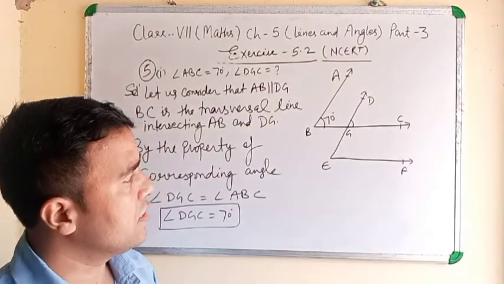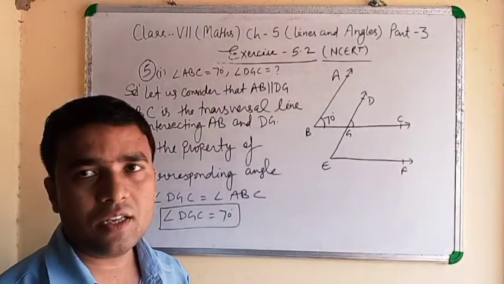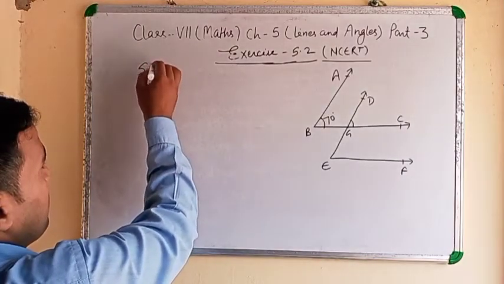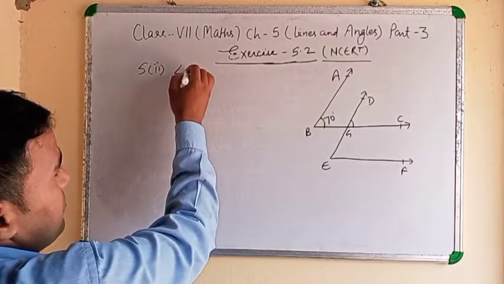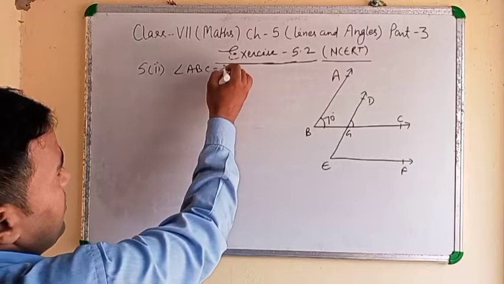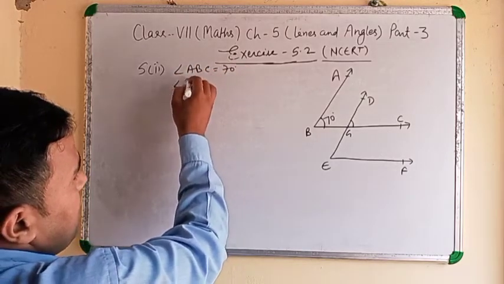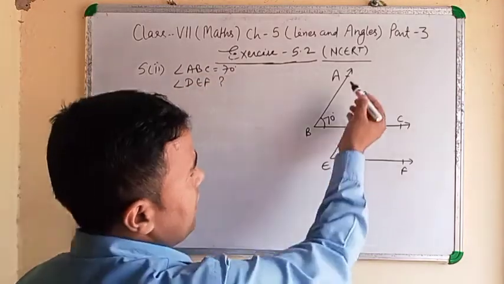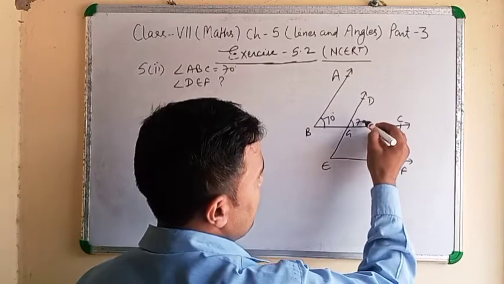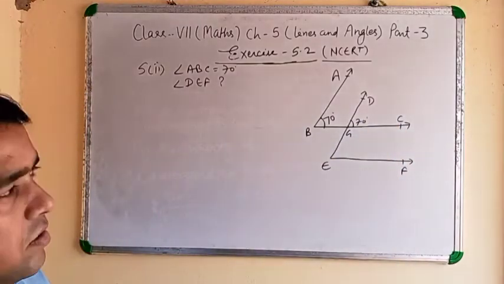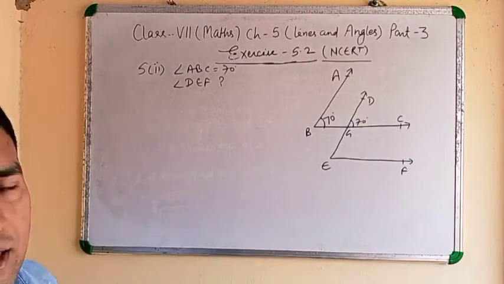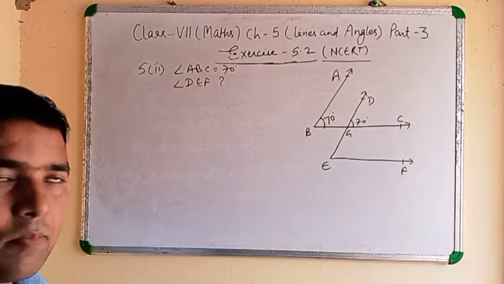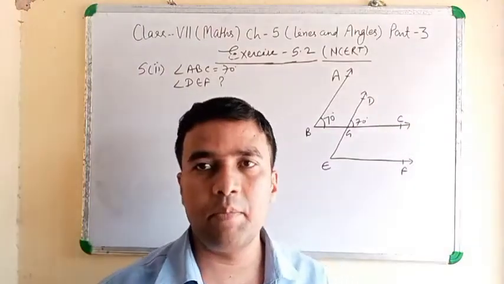Second part, DEF is asking. Clear? Second part, angle ABC is given 70 degree. It is asking angle DEF. So angle ABC is 70, it is also 70 degree. In the first part we found this. Clear? Means here also you will write like that, but here only the names will be changed.